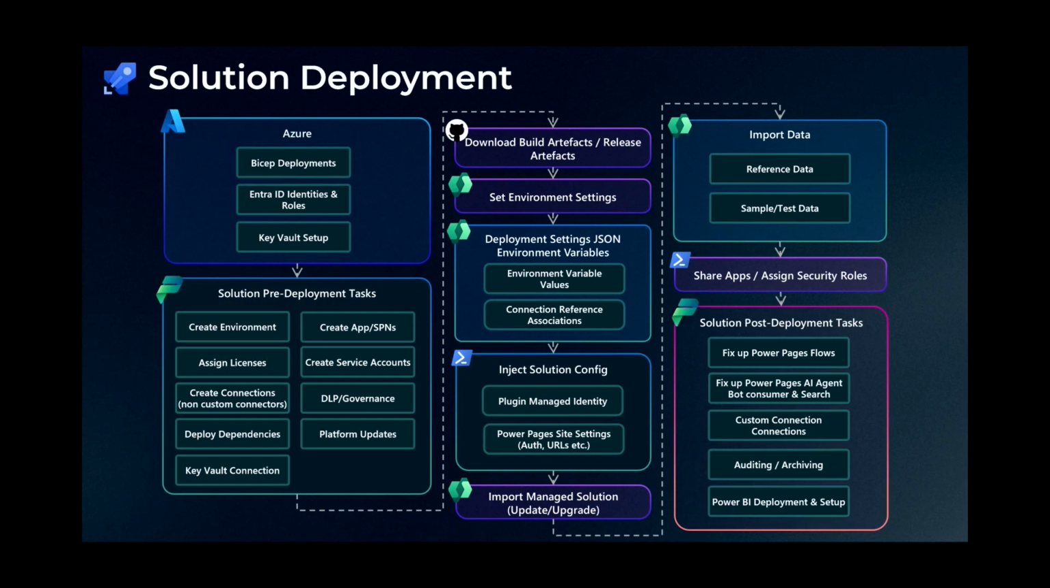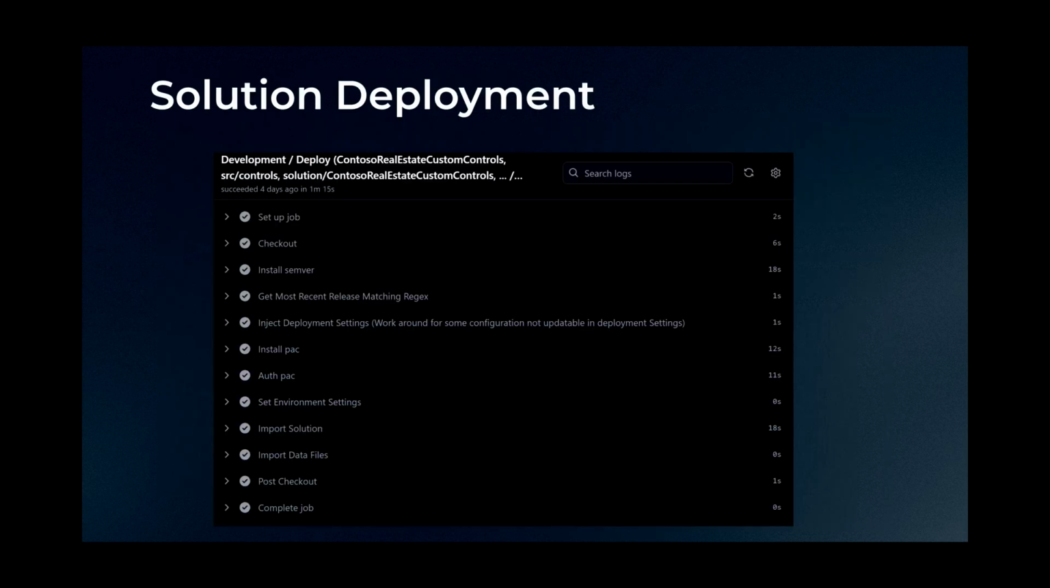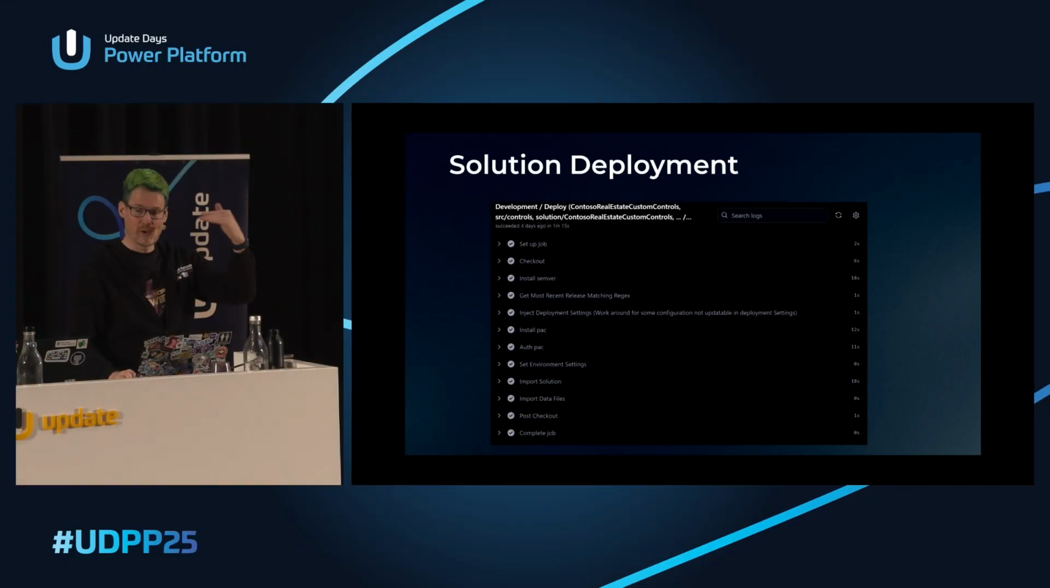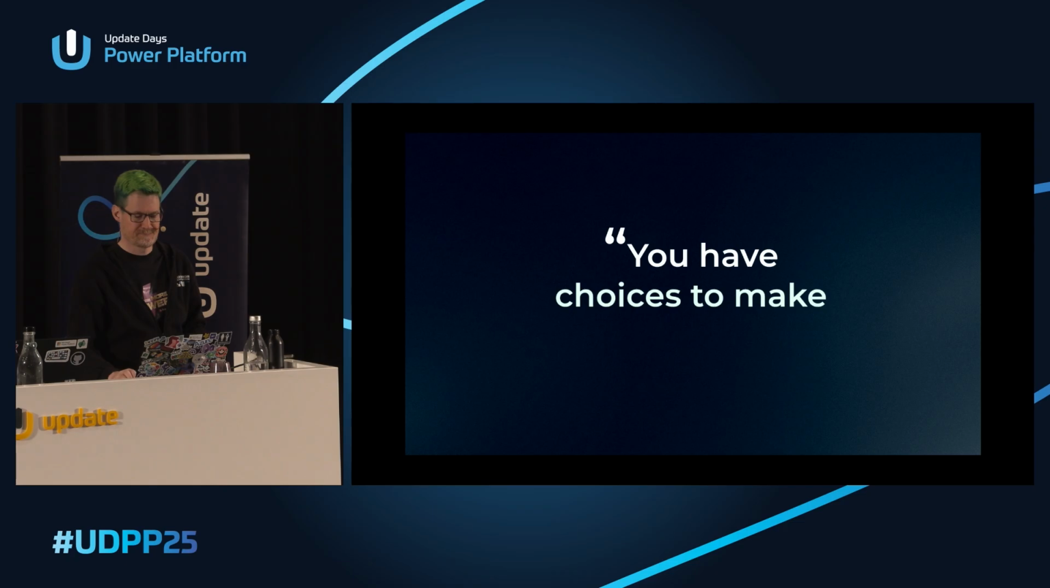Then there are additional post-deployment steps, such as sharing, maybe some manual steps that you might need to do, for example, fixing up the Power Pages flows. Some of these things only need to be done once, and some of them need to be done if you change anything. And so in the Contoso real estate, go and check it out. You can see all of these things in action.